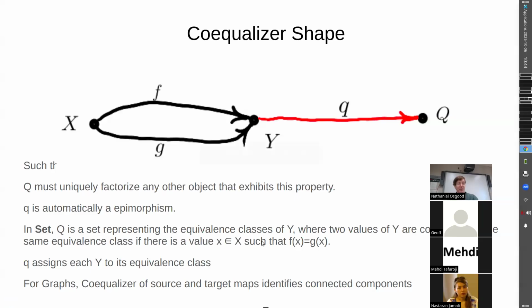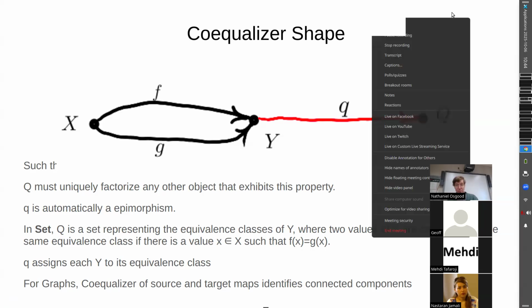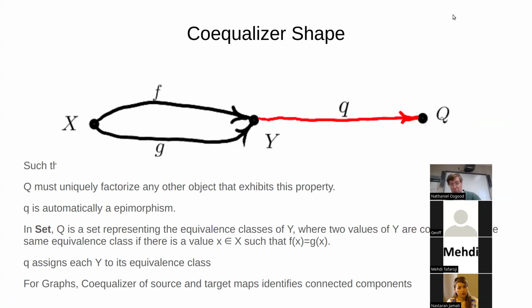That was the equalizer. Now I'd like to talk about some co-constructions, some dual constructions. And just because it's on our mind, I'd like to now talk about the coequalizer, if we could. Okay, so you've seen the equalizer.